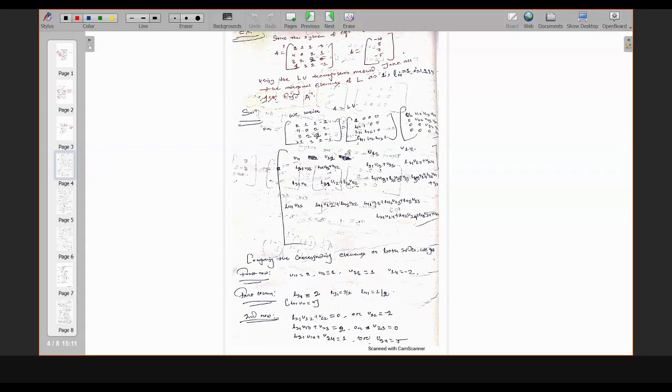Solve the system of equations Ax equals B, where the A matrix is defined here, B is defined here, and X is the unknowns. Maybe it is x1, x2, x3, x4, or you can also choose x, y, z, w. It is not a problem. Just take the unknowns' notations.